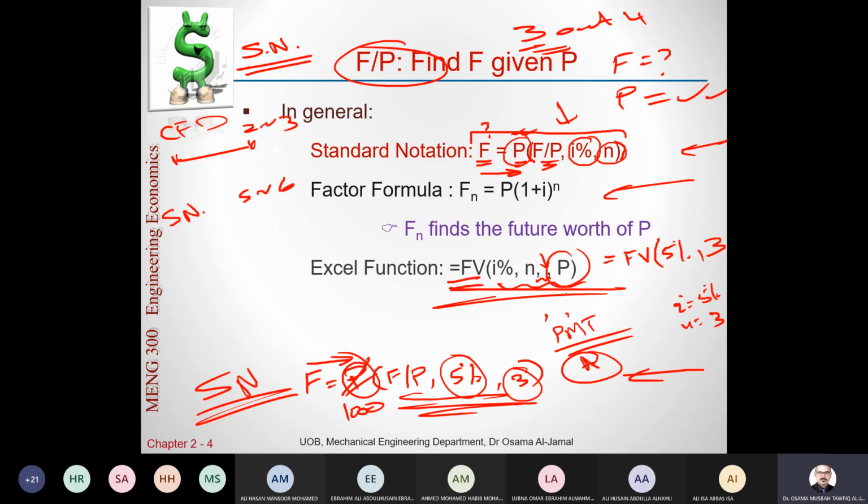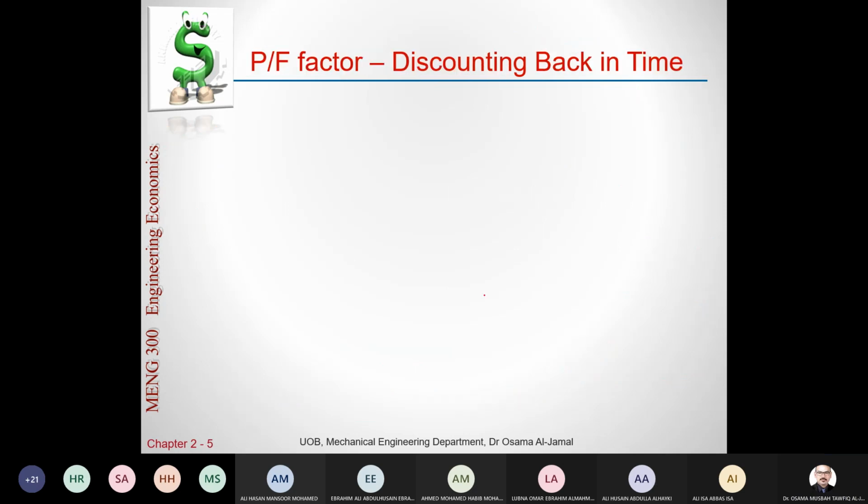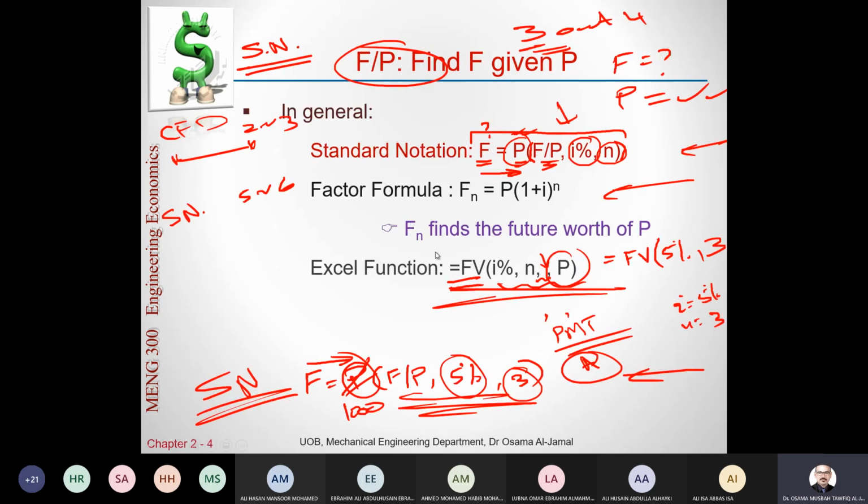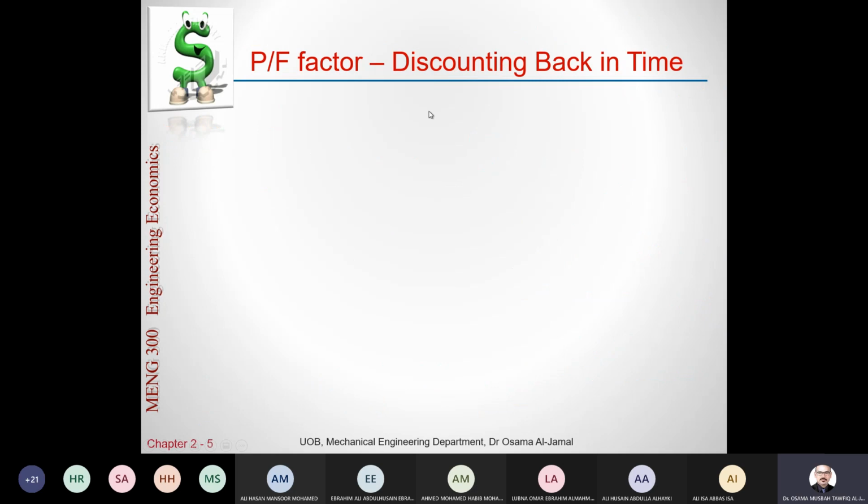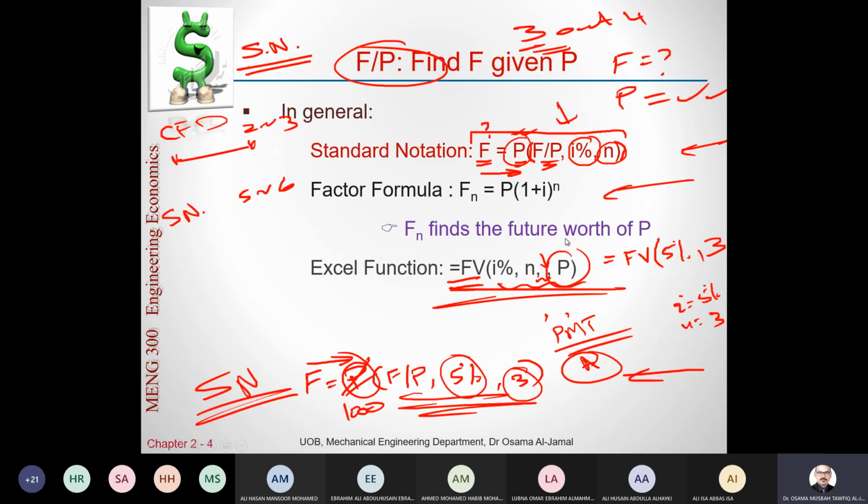I need you again, guys, to practice the common exercise using what we have in here. Now, to find the P given the F, and vice versa, in the other direction, what we call discounting back in time. One thing to mention here also: if you are going to the future, the F value will always be greater than the P.